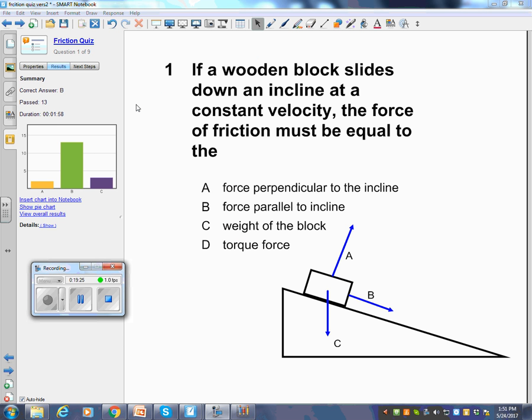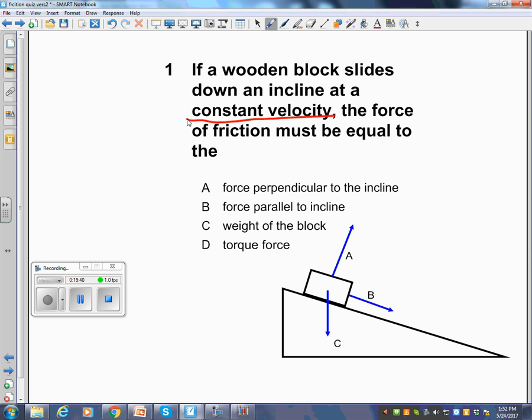I think, if I'm not mistaken, this is very similar to the book here, right? If a wooden block slides down an incline at a constant velocity, the force of friction must be equal to A, the force perpendicular to the incline, B, the force parallel to the incline, C, the weight of the block, or D, the torque force, which has nothing to do with this? And the answer is B, right? If it's sliding down like so, then friction is going to be like that, and because it's constant velocity, it's going to be equal to it.